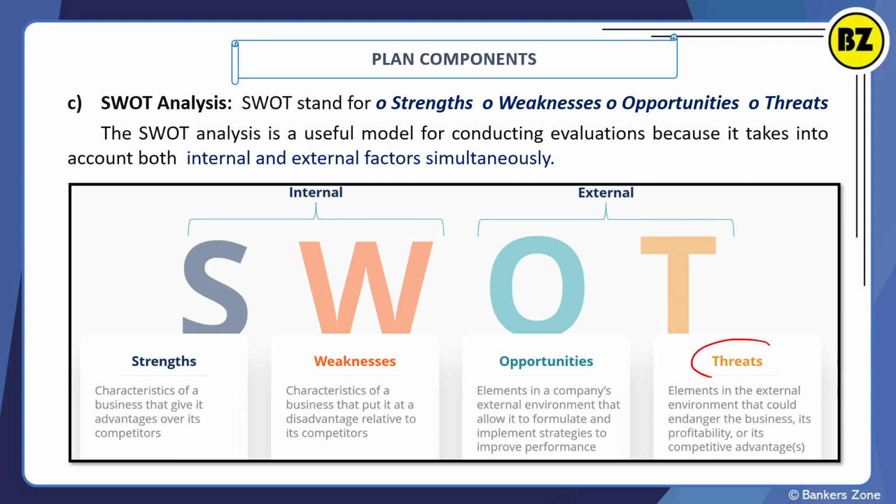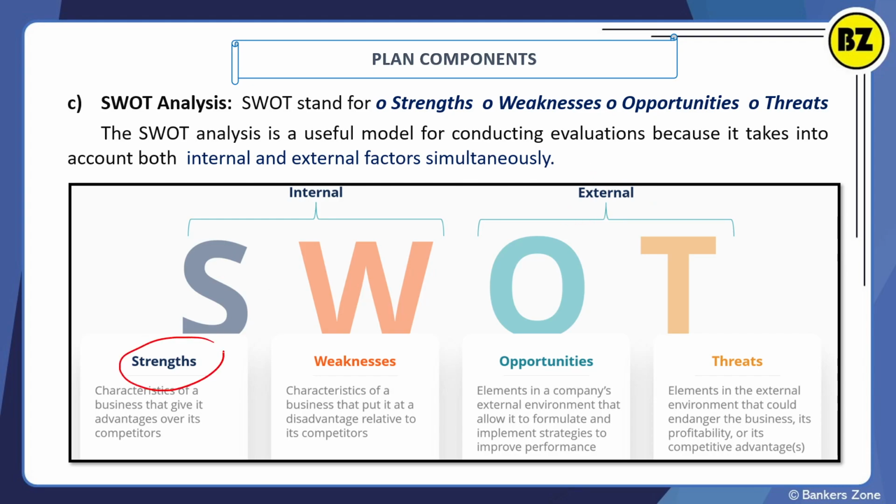So threats are important. For example, due to COVID, there was a big decrease in the profits of the banks, right? That is the threat to the banking system. That threat you have to analyze. That's why it is the external part. So remember, it is not that tough, it is very easy.